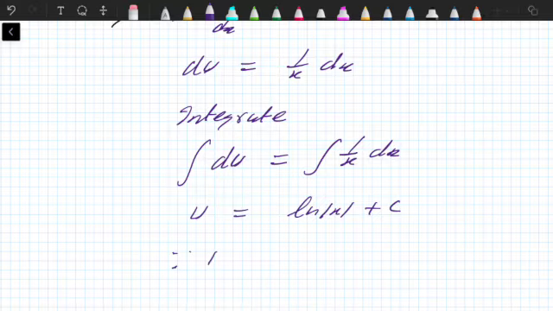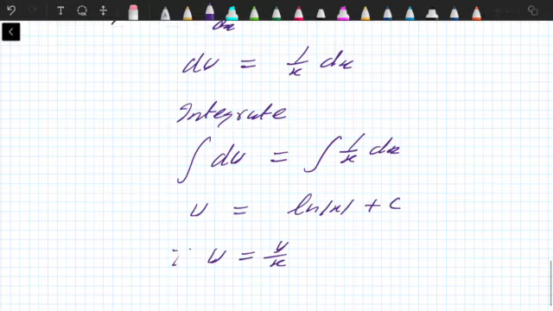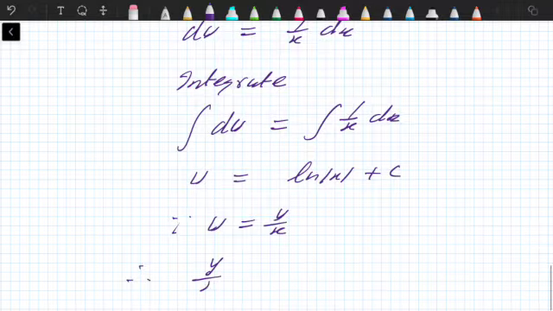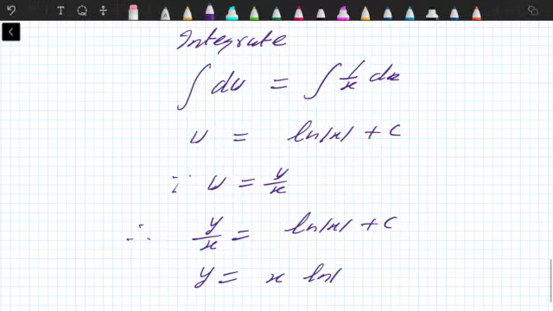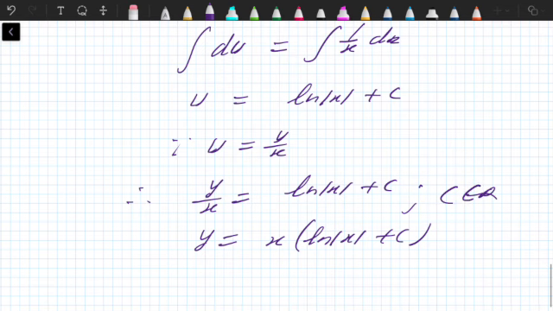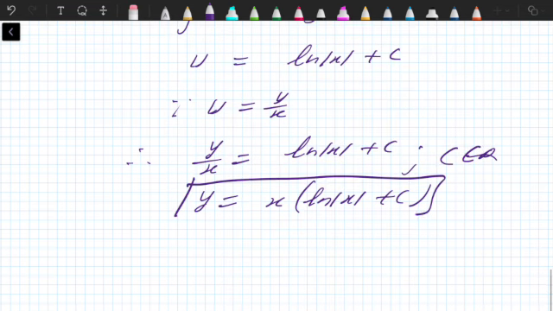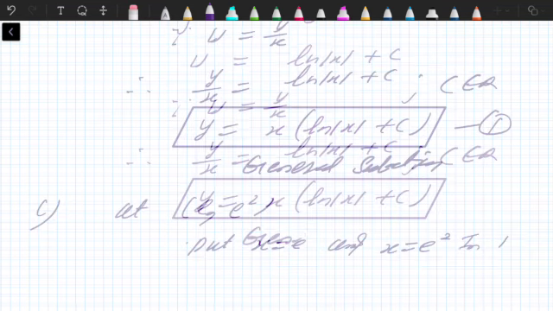Since u = y/x, therefore y/x = ln|x| + c. Right, y as a subject: y = x(ln|x| + c), where c is a constant and a real number. Now that is the general solution, equation number 1.